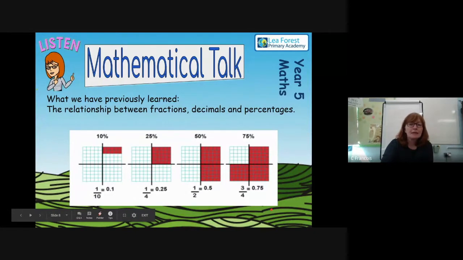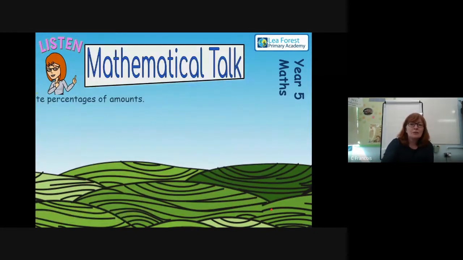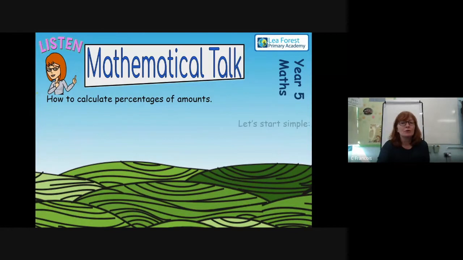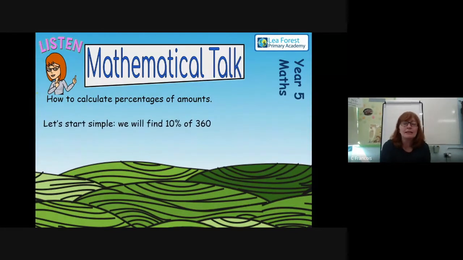As we continue our mathematical talk, we're going to calculate some percentages of amounts. And we're going to start simple. We'll find 10% of 360. Now, I don't want you to calculate this for me just yet. I am going to model how to calculate this for you. And there are 2 ways we can do it using our previous knowledge.